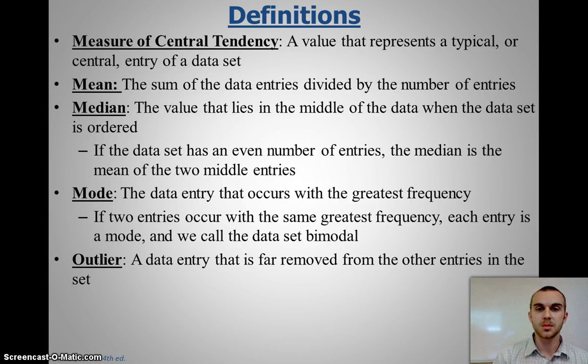The mean is the sum of the entries divided by the number of entries. For the median, we're going to line them up in order and then find the value that's directly in the middle. If we have an even number of entries, we find the average of the two middle entries. And then the mode is the data entry that shows up with the greatest frequency. And it is possible to have multiple modes.